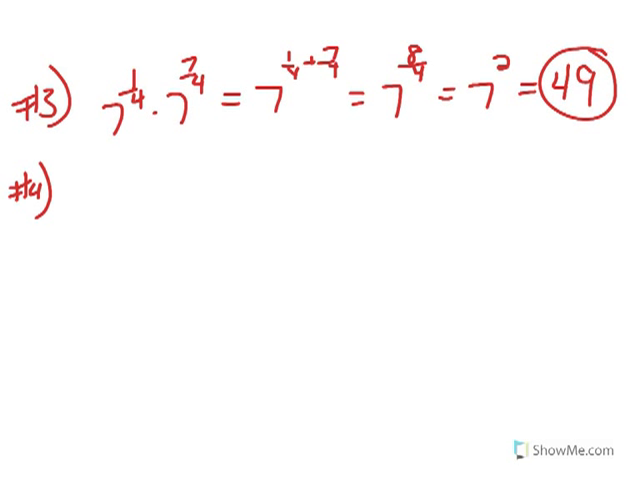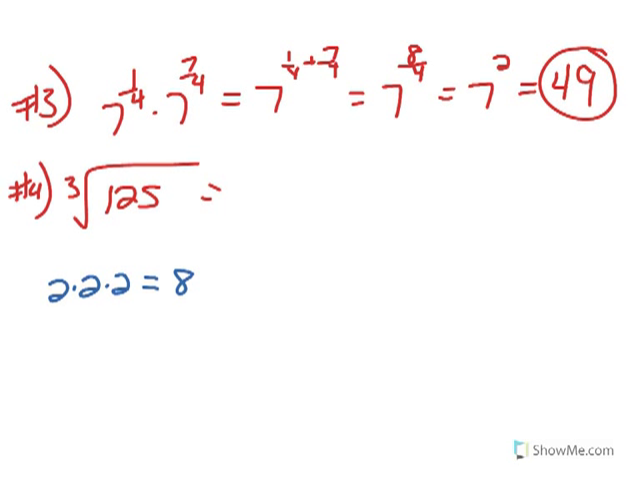Number 4. Cubed root of 125. What number times itself again is 125? Let's say you don't know the answer. It's easy to try to figure out. Let's say that you think it might be 2 times 2 times 2. Well, that's 8. That doesn't work. How about 3 times 3 times 3? That's 3 times 3 is 9, times 3 is 27. Doesn't work. 4 times 4 is 16, times 4, 64.